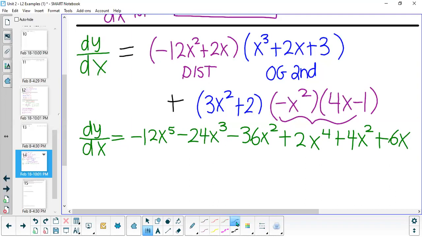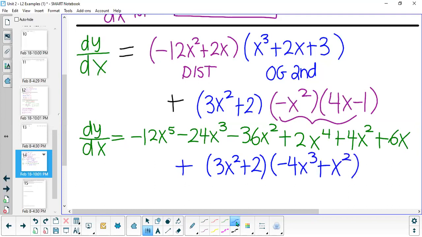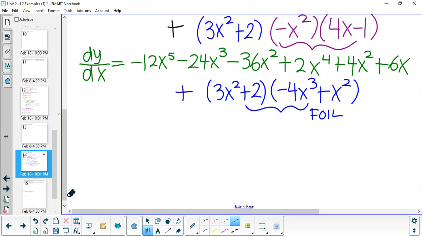And I'm going to rewrite the second part of the question slightly. So I'm going to add, multiply 3x squared plus 2 times, we're going to put that function together to have negative 4x cubed plus x squared. Okay, I still need to perform FOIL over here. That hasn't been done yet. But my arm is just hurting solving this question. That tends to happen with calculus.